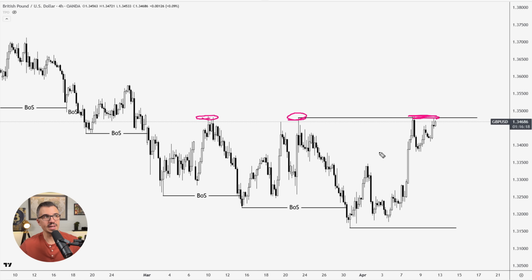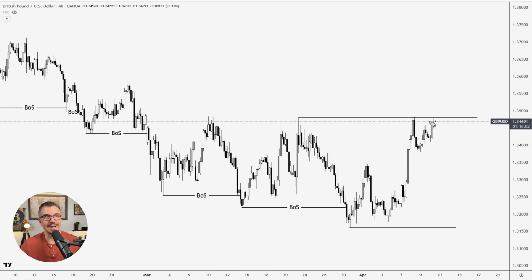Now, if we were to get that, you can see where we do have some imbalances. Like this back here is technically an imbalance. You can see back here as well with this displacement, above this high as well. So possibly if we got a move up here above this region, same thing, right? Looking for that change of character.